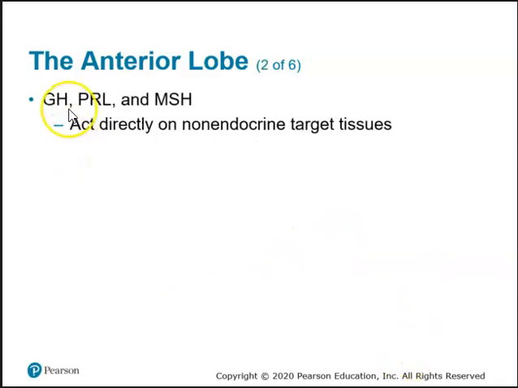We also have growth hormone. I believe this is prolactin releasing. Actually, it's just prolactin. And then we have MSH, which is melanocyte stimulating hormone. These act directly on non-endocrine target tissues.